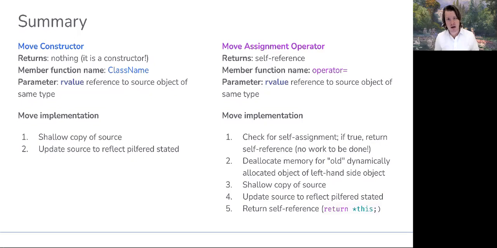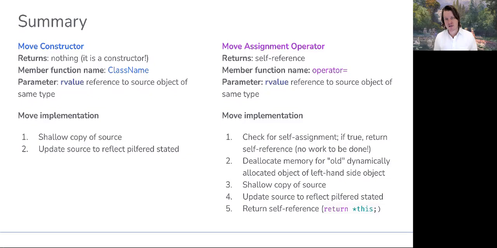The next step is to go ahead and break that shared relationship to the resource by updating the source to reflect its pilfered state. Now the move assignment operator, how we're crafting it, has some similar components to our copy assignment operator. It's going to return a self-reference, the member function name within our class definition is going to be operator equal. And here's where we have one point of divergence. The parameter is going to be an R value reference to the source object of the same type.